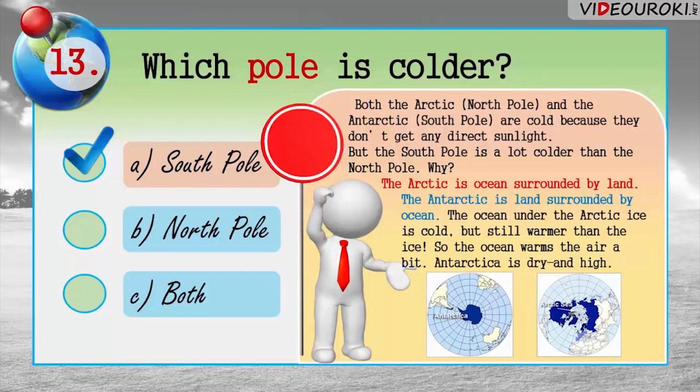Why? The Arctic is ocean surrounded by land. The Antarctic is land surrounded by ocean. The ocean under the Arctic ice is cold, but still warmer than the ice. So the ocean warms the air a bit. Antarctica is dry and higher.